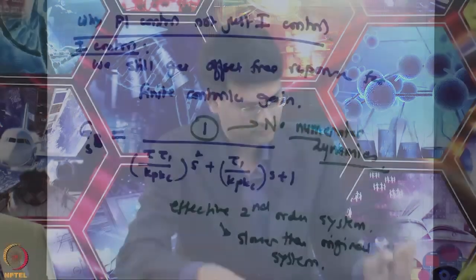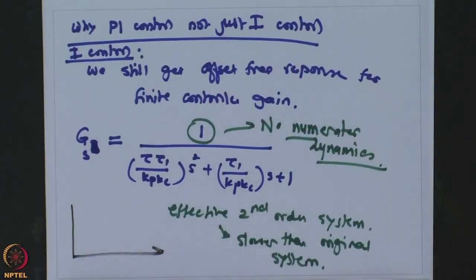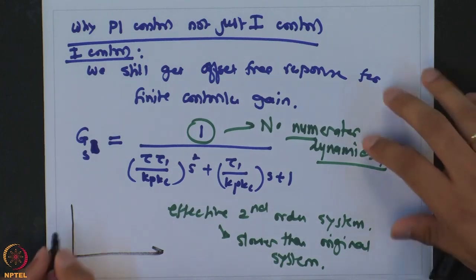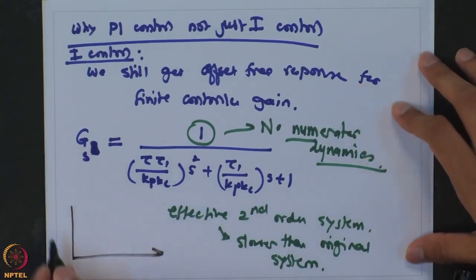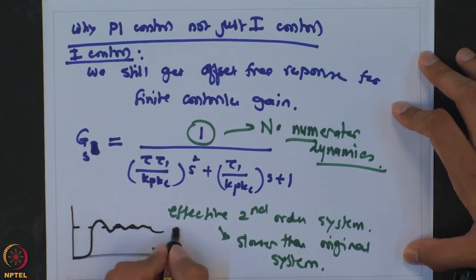So if we want to compare these two responses, in one case, if I use only I controller, the response, if it is underdamped, will look like this. So this is only I control.